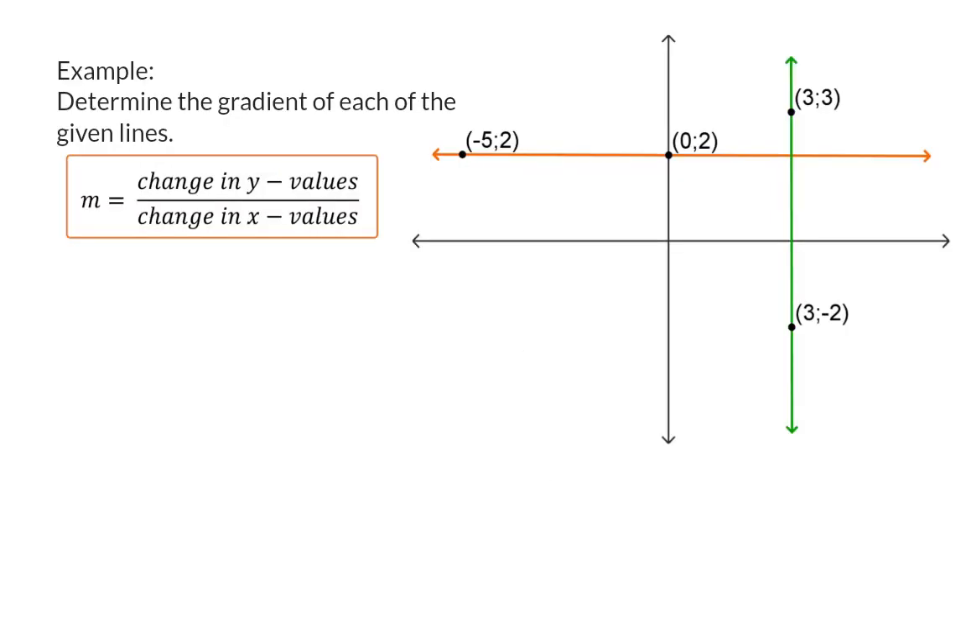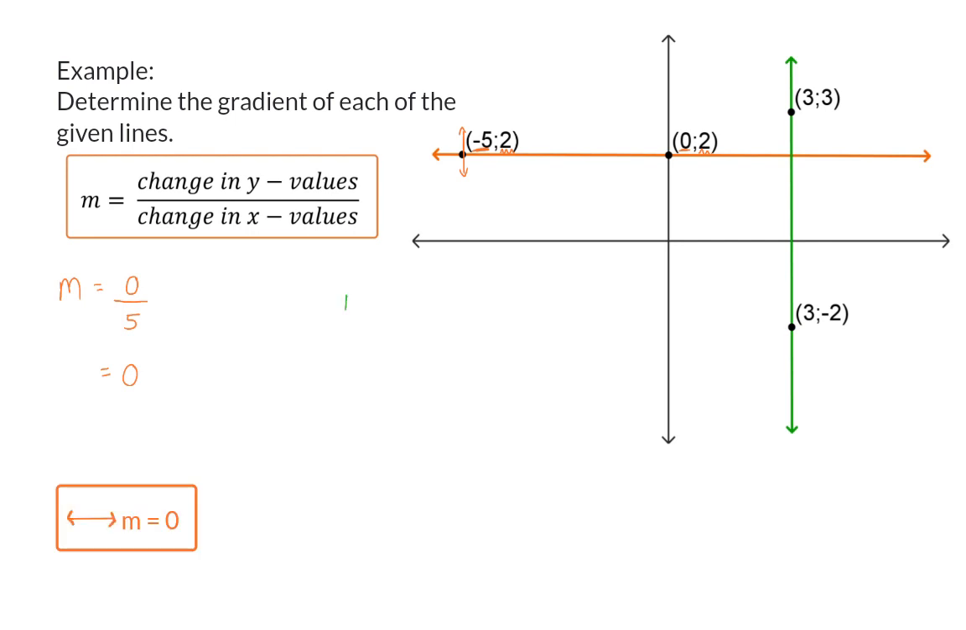Here we now have a horizontal and vertical line. Let's start by determining the gradient of the horizontal line. For our change in y, you will see that we did not move up or down because we start with a y value of 2 and end on the same value. So the change in y is 0. The change in x is from -5 to 0, which is a change of 5 units. The gradient of the horizontal line is 0, and this will be true for any horizontal line.